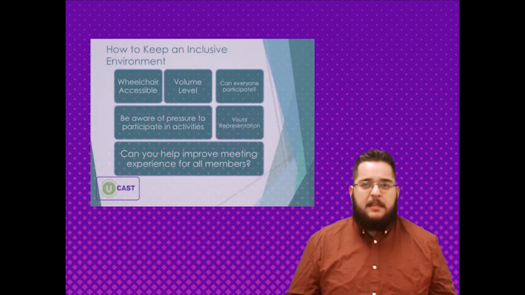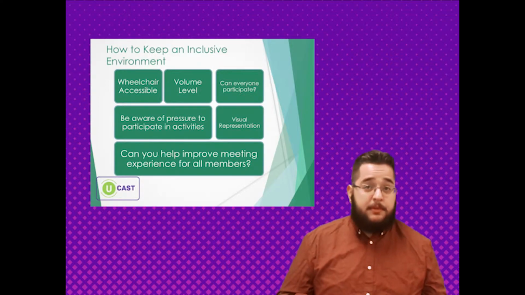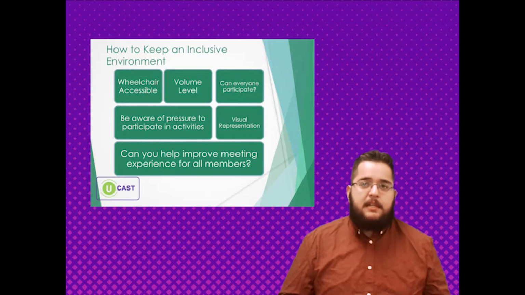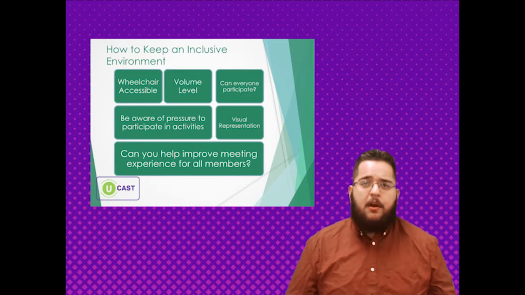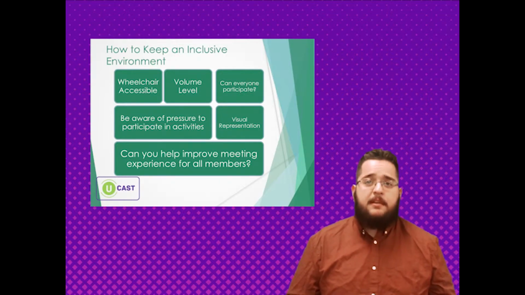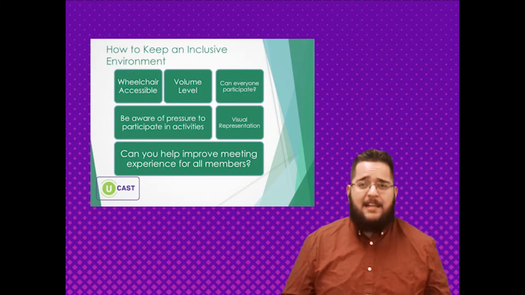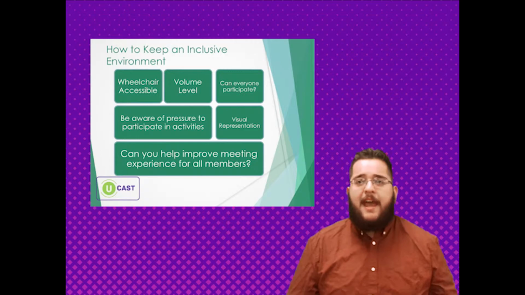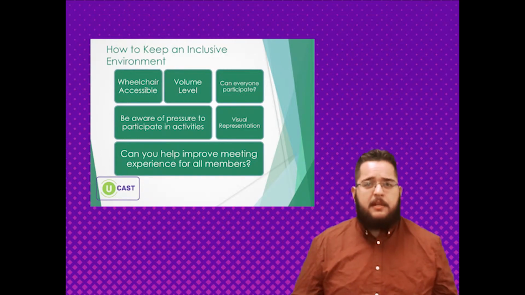Last but not least, accessibility. Physical space, where you meet: is it accessible to those in wheelchairs, is volume acceptable? Activities. In relation to ability, can everyone go on your planned trip? Are your icebreakers adaptable for those in chairs or with other disabilities? How much pressure is there to participate? Some individuals have social anxiety and may be uncomfortable speaking in front of others. Also consider that members may have less visible disabilities like color blindness.